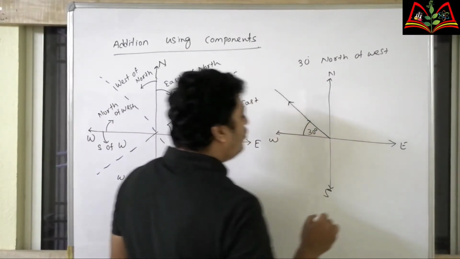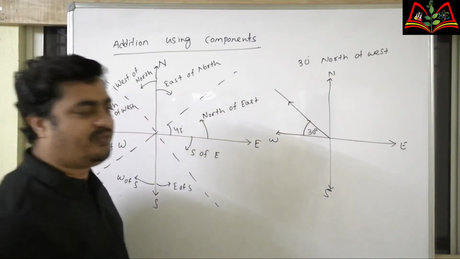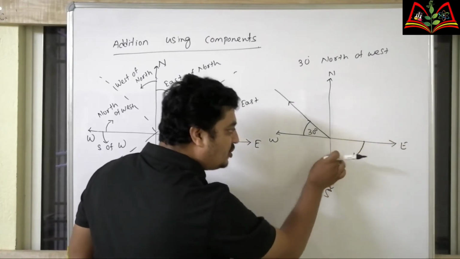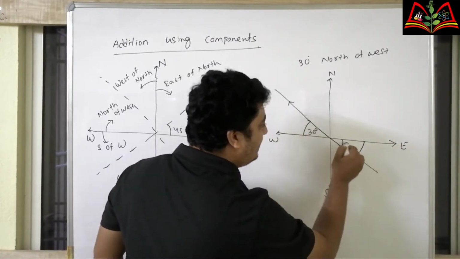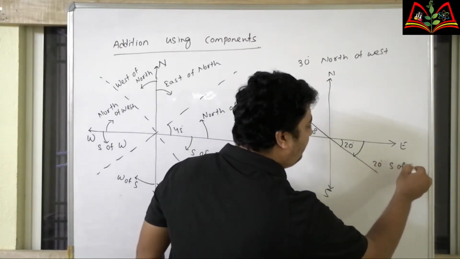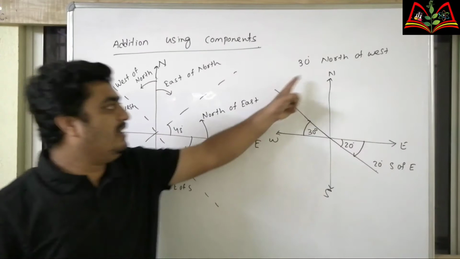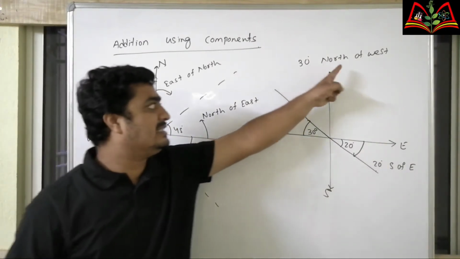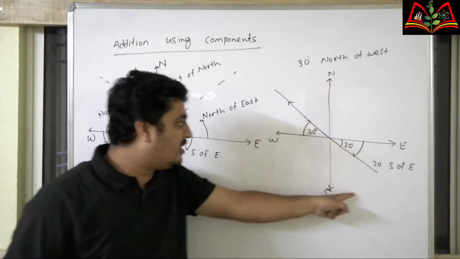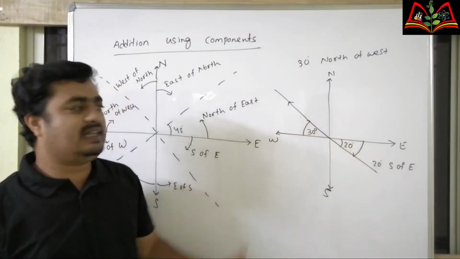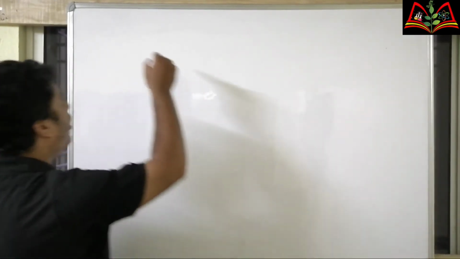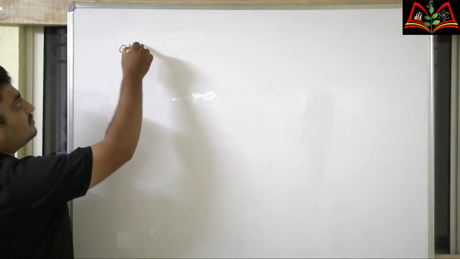Now, if I say 20 degrees south of east, south of east means from east towards south 20 degree. This will represent 20 degree south of east. So, if the question is given like this, angle north of west or south of east, you will draw like this. Then find the components. Okay. So, next we will go for oblique components.